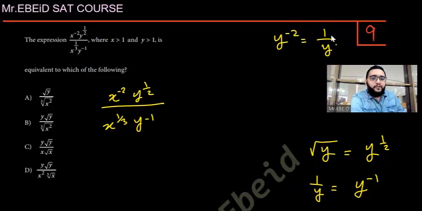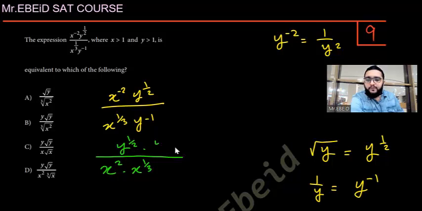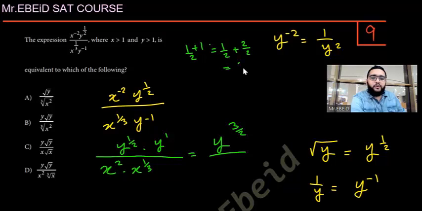So let's go back to the question. We have x to the power negative 2, so it will be x squared in the denominator, times x to the power third. In the numerator, we have y to the power half times y, so it will be y to the power 3 over 2. With multiplication and the same base, you have to add the powers: half plus 1, which equals 3 over 2, since 1 is 2 over 2. Also in the denominator, we have 2 plus a third, which is 6 over 3 plus a third, which equals 7 over 3.